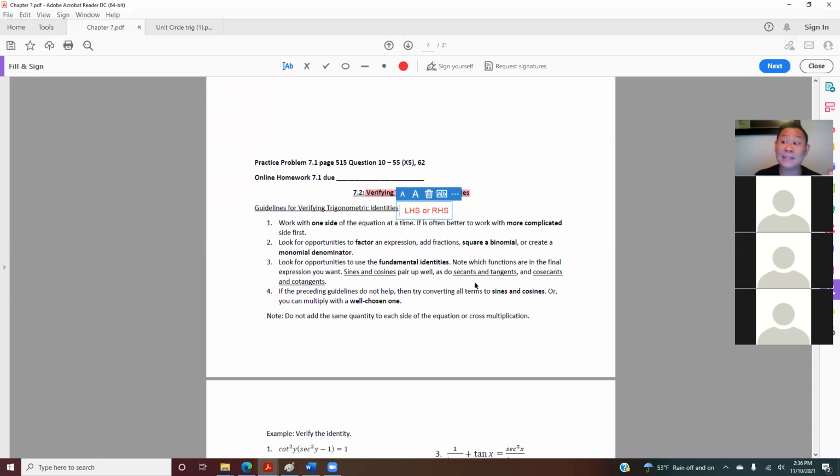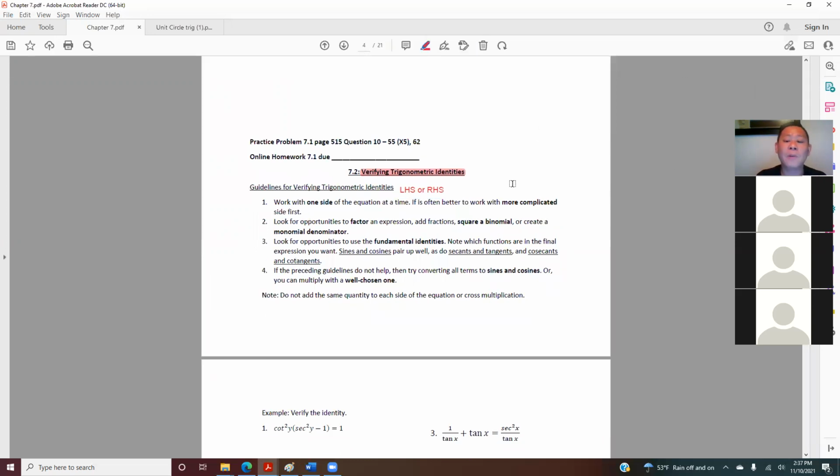LHS means the left-hand side. RHS is the right-hand side. So if you took geometry class in your high school, you should know a little bit of this LHS and RHS. So you have to tell me which one you start from. And usually we start from the more complicated side. So you got 2 sides, pick the one that is more complicated.